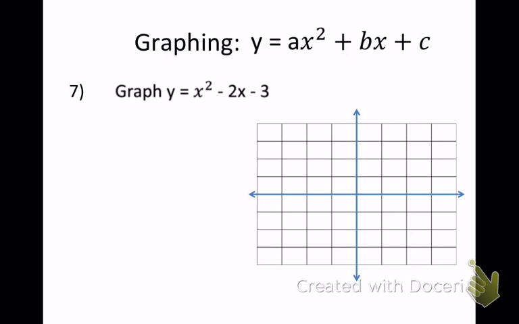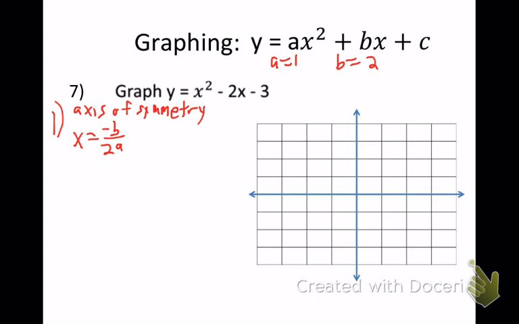So let's look at number 7 here. I want to graph y equals x squared minus 2x minus 3. First step, axis of symmetry. So I have x equals -b over 2a. As you look here, what's a going to be, Joe? A equals 1. What's b? And what's c?